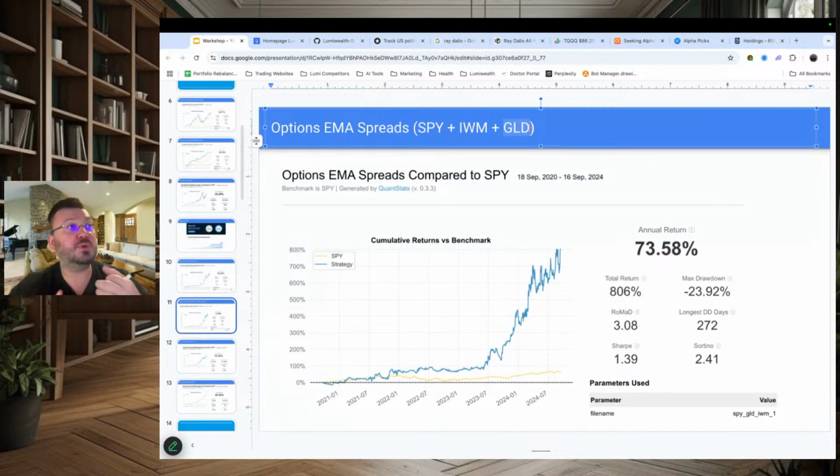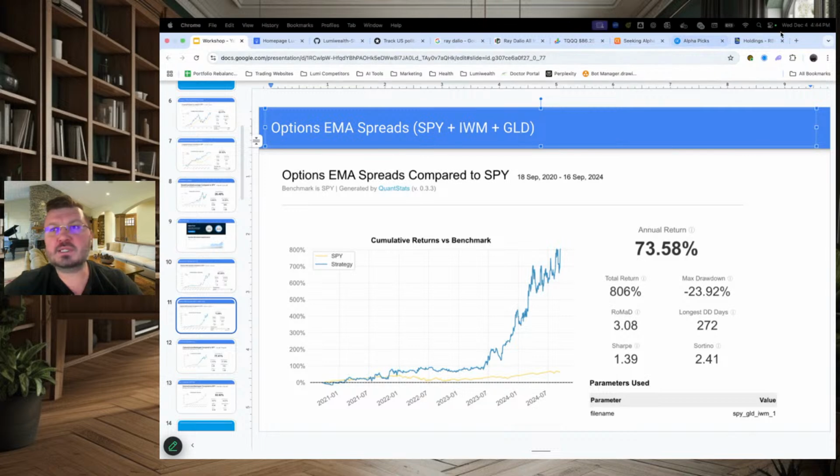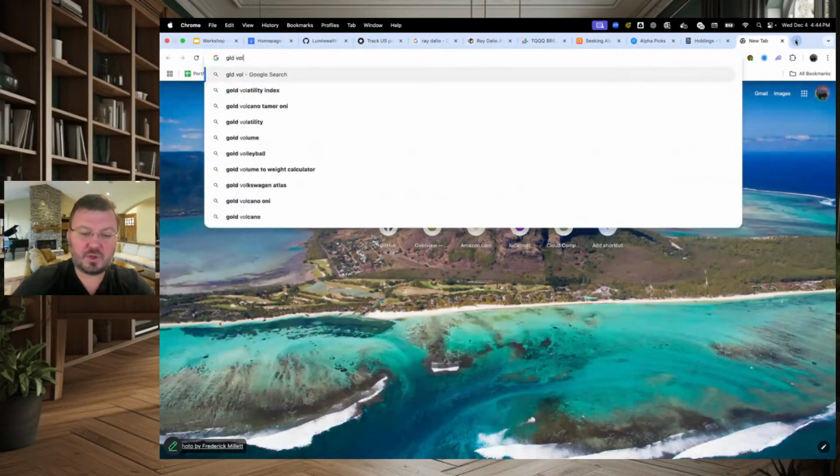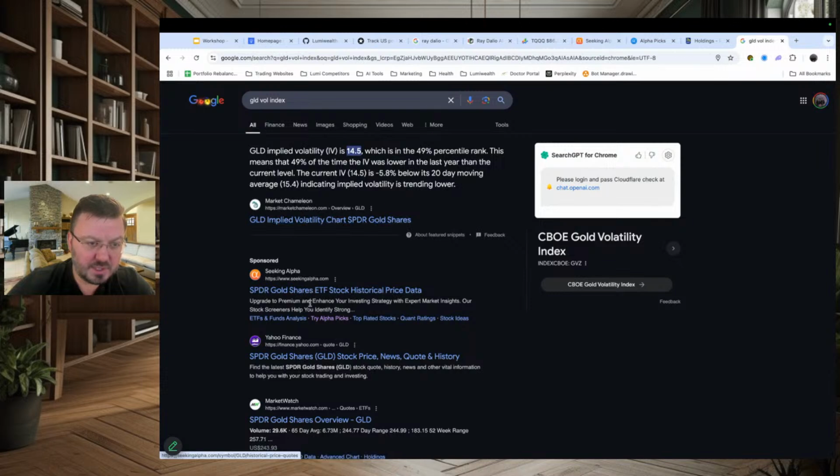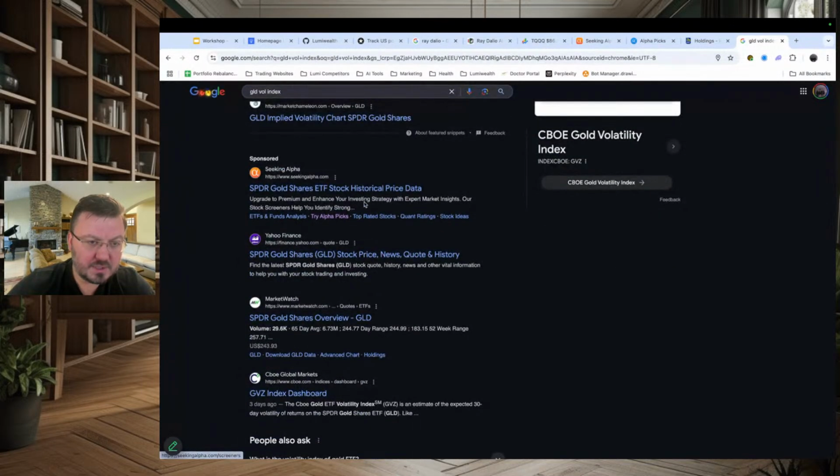And for each one of these, it's doing its own checks, right? So for gold, there's actually a volatility index. I forget what the symbol is, the GLD vol index. Let me see where that is. Implied vol charts. Where is this? GVZ. That's what it is.